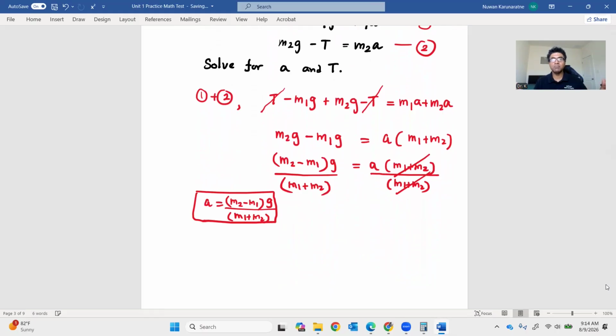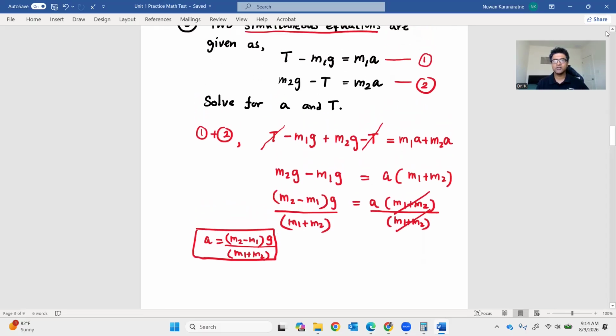You can see there are no numbers. In some cases, you won't have any numbers. So then you have literal equations and you have to simplify that. I know sometimes you are very familiar with numbers, but in physics, in certain cases, you will have to get used to this. Now I can substitute this a value in one of the original equations that we came across. Can you see I labeled 1 and 2? You can go ahead and substitute a in one of these equations and solve for t.